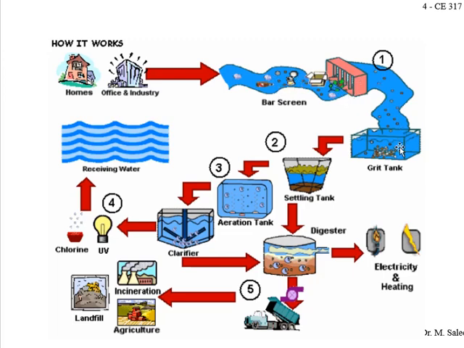Then in the next step, the grit will be removed. The grit is small solid particles like sand, small stones, gravels, and aggregates that can be removed in this tank. This is the grit removal tank. After that, it will go to the primary sedimentation tank. The primary sedimentation tank or settling tank is the same thing actually. Two names for the same thing: settling tank and sedimentation tank. Sometimes it is also called a clarifier.